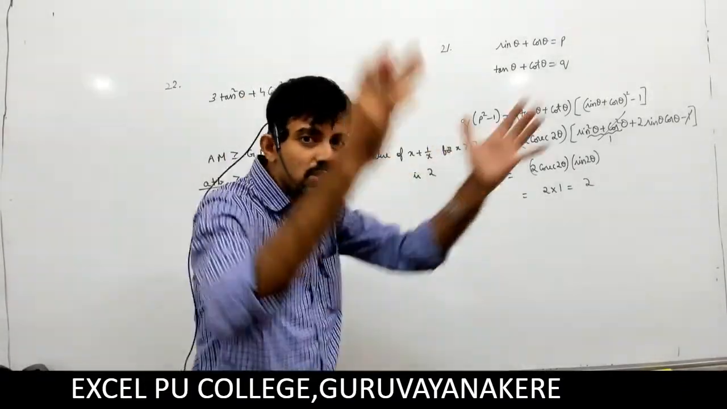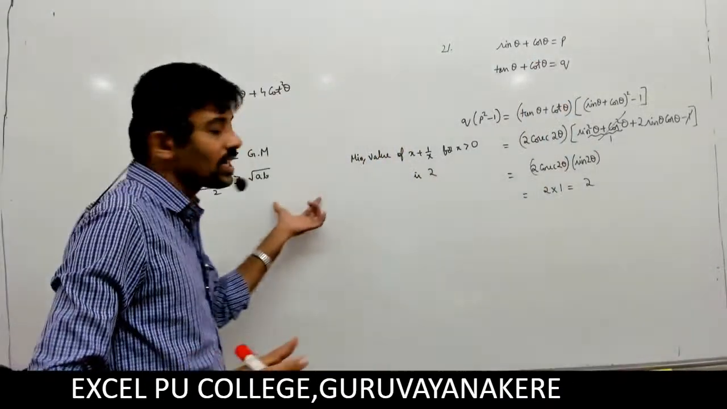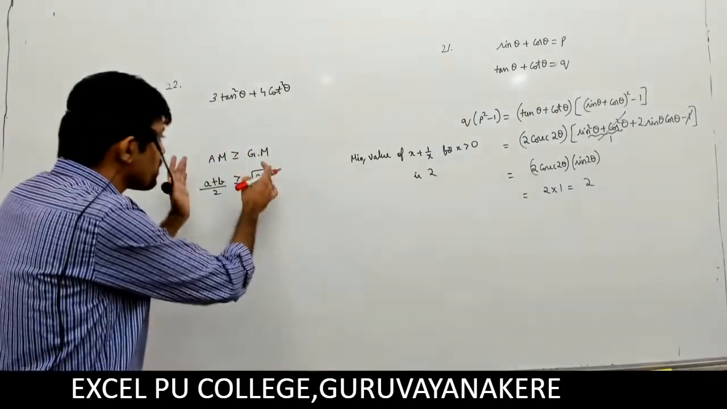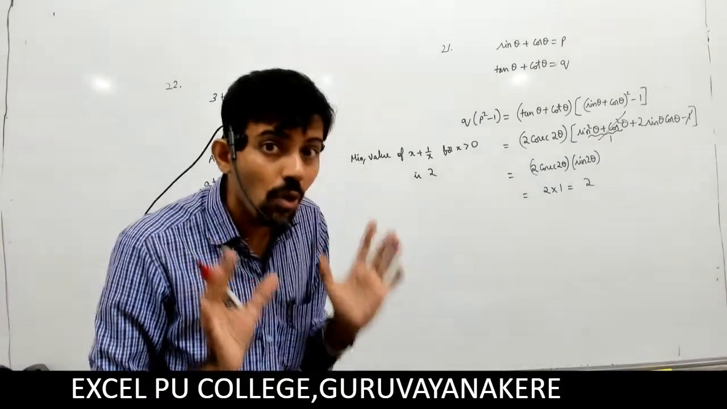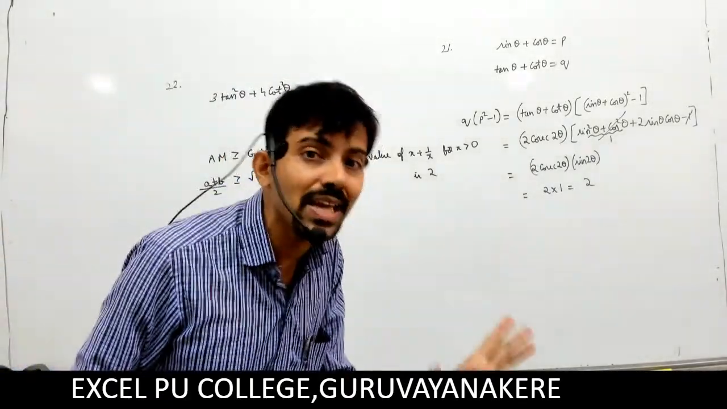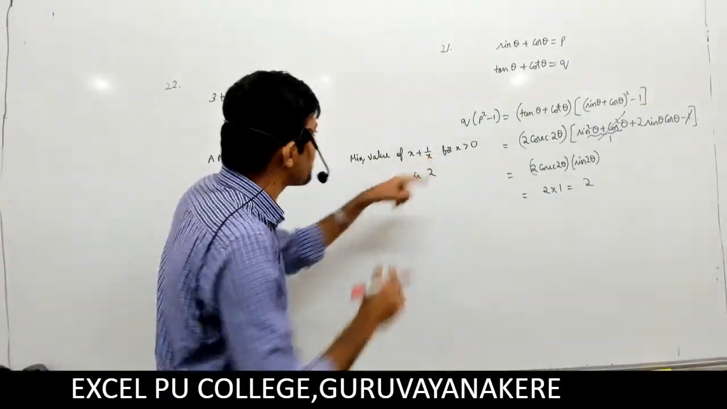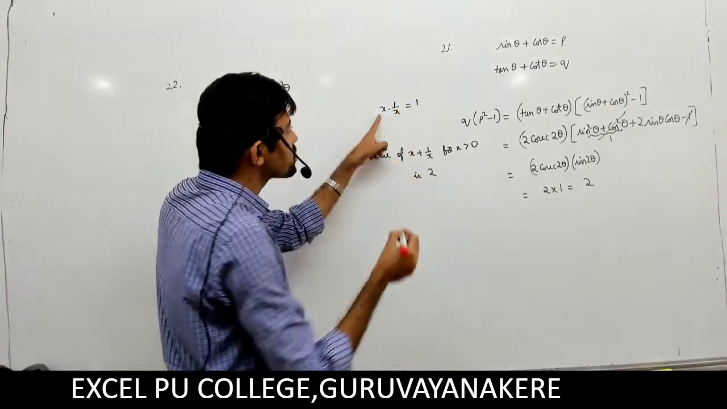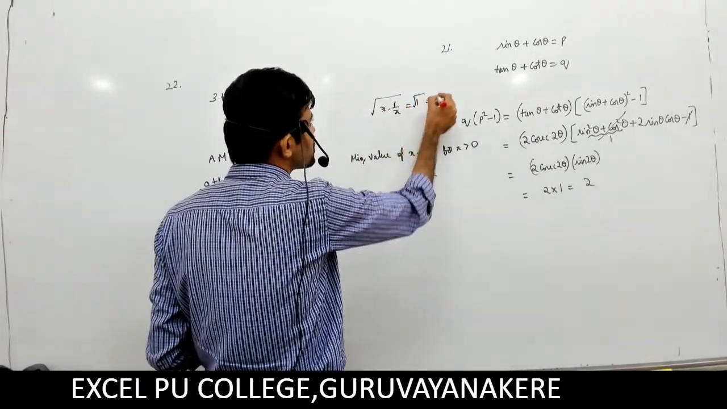I can give the list of various functions having minimum value using this result. This result, arithmetic mean greater than or equal to geometric mean, is applicable only if the geometric mean is independent of variable. That means the variable should cancel out. See, what is x into 1 by x? That is 1. Geometric mean is root of x into 1 by x, that is root 1, which is 1.